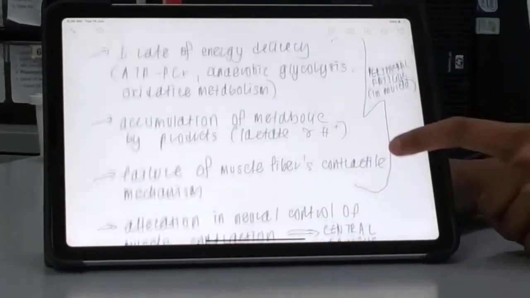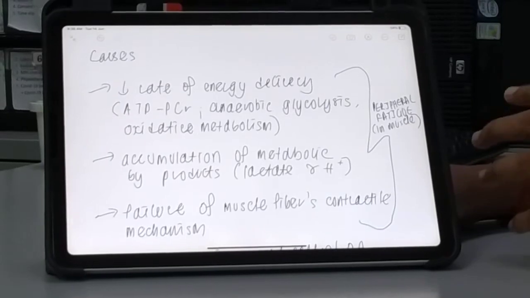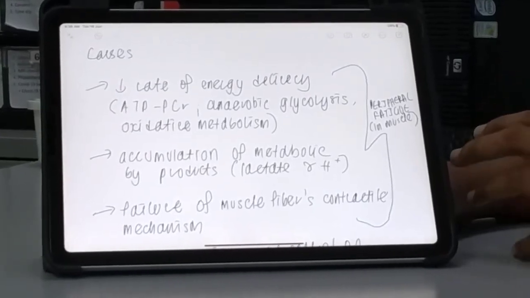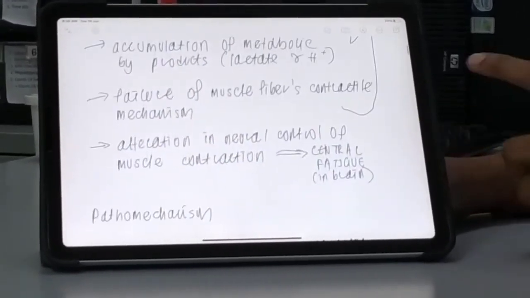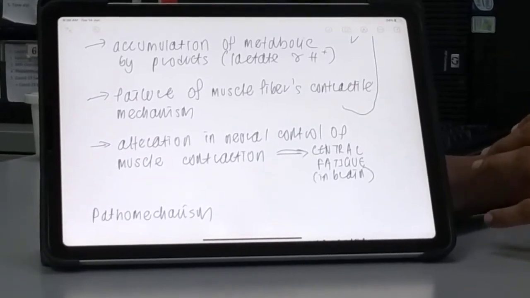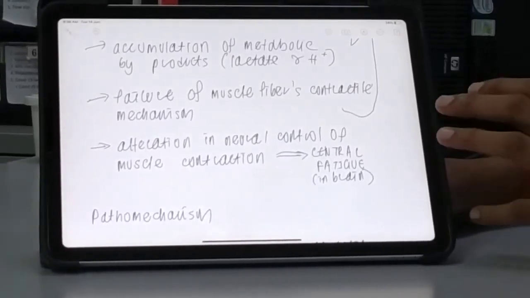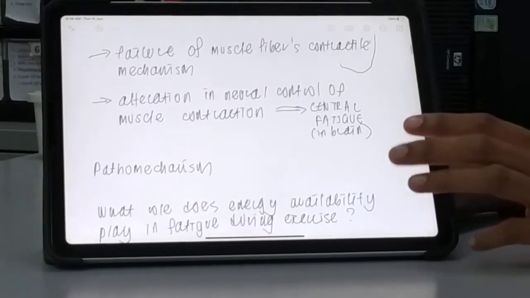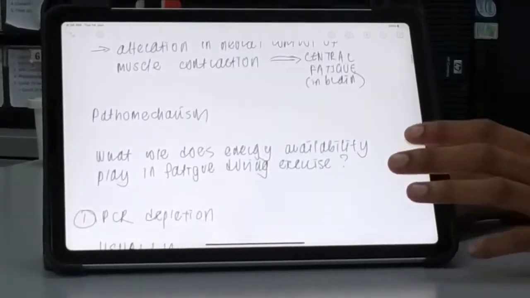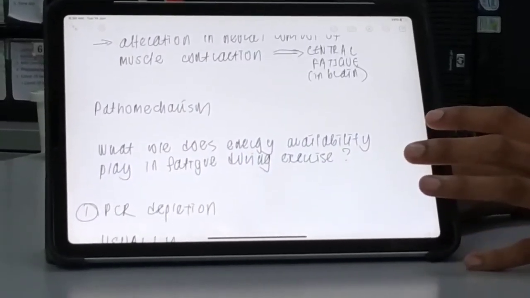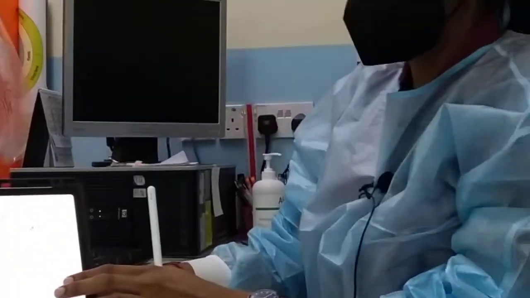So these 3 causes are known as peripheral fatigue, which occurs in the muscle. The last one is known as central fatigue, because it occurs in the brain. So pathomechanism-wise, what role does energy availability play in fatigue during exercise?